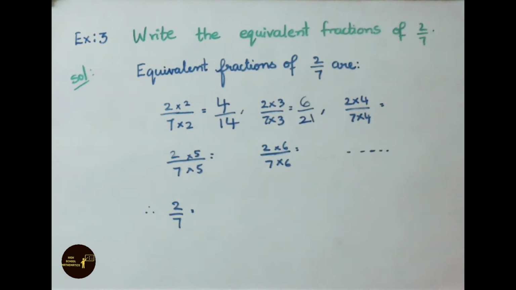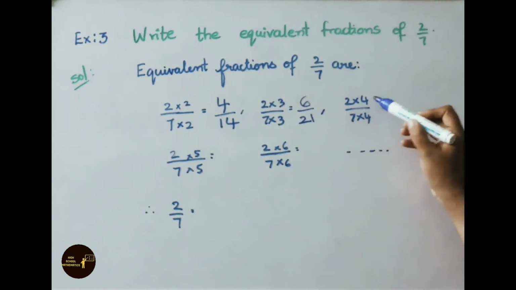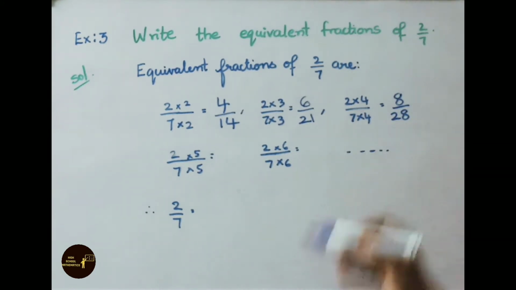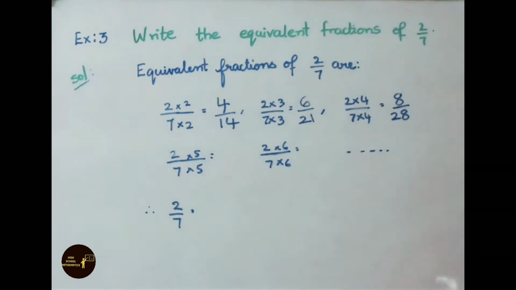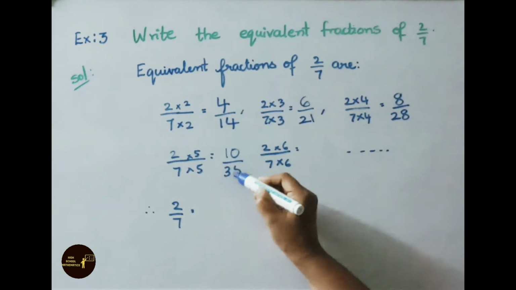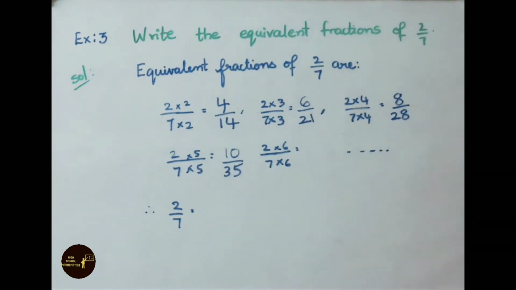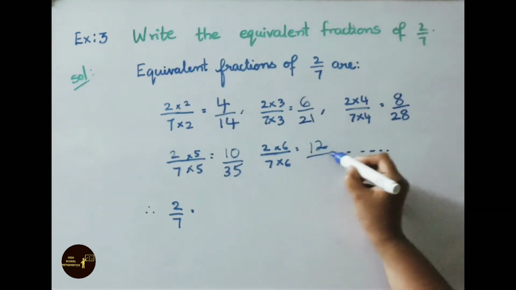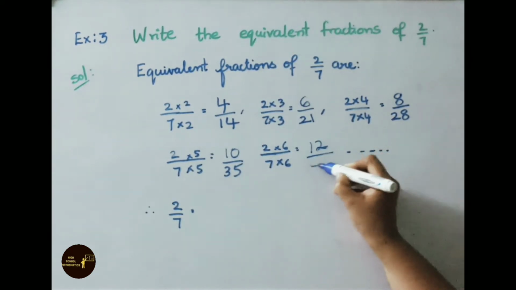See the next one, we multiplied here with 4. 2 into 4, 8, 7 into 4, 28. Next one, 2 by 7 is multiplied by 5 here. So 2 into 5, 10, 7 into 5, 35. See the next one. Here we multiplied numerator and denominator with 6. So 2 into 6, 12, 7 6s are 42.